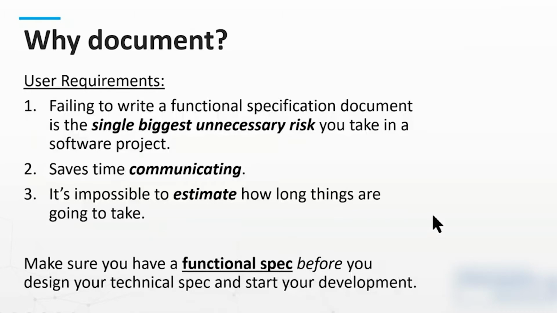But the most important thing I want to talk about is the reason why we're documenting. Basically, if we do not have a functional specification document, it is the single biggest unnecessary risk in a software project. Now, you may ask me, what is a functional spec? It's a document that describes how a product will work entirely from the user's perspective. It talks about the menus, the dialogues, the features of a product. It is the single most important thing in designing the product.